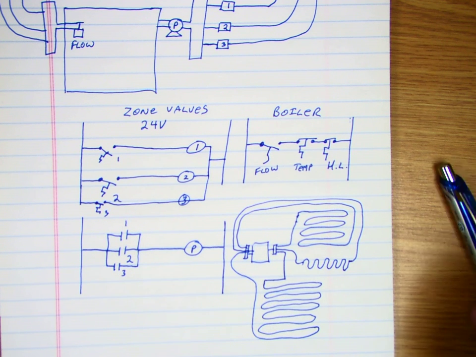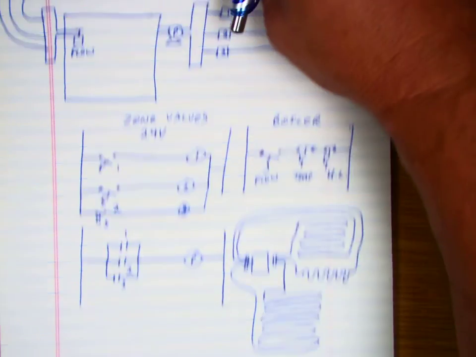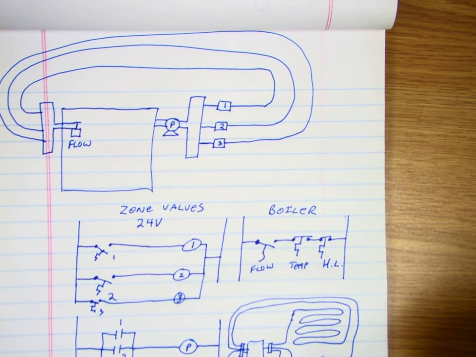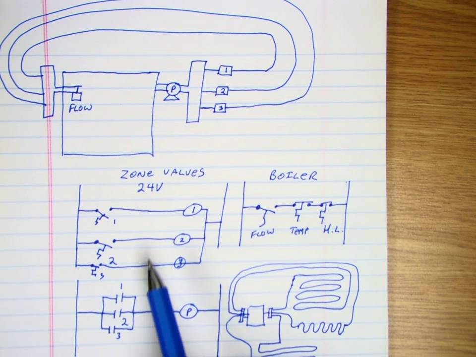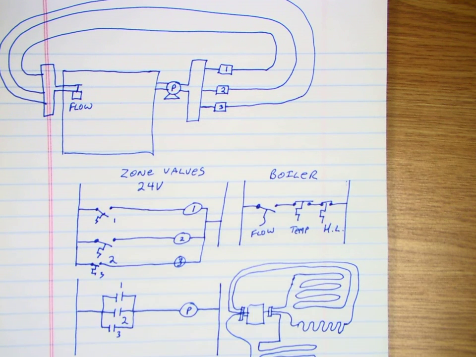So each one of these zones would have its own thermostat located within the room that's going to control the individual zone valves. Your zone valves are fed from a 24-volt transformer. It's usually connected into your power circuit of the boiler. This is a class 2 circuit.